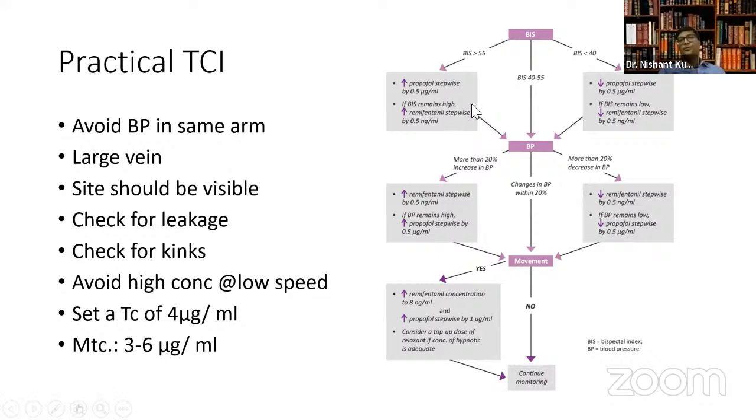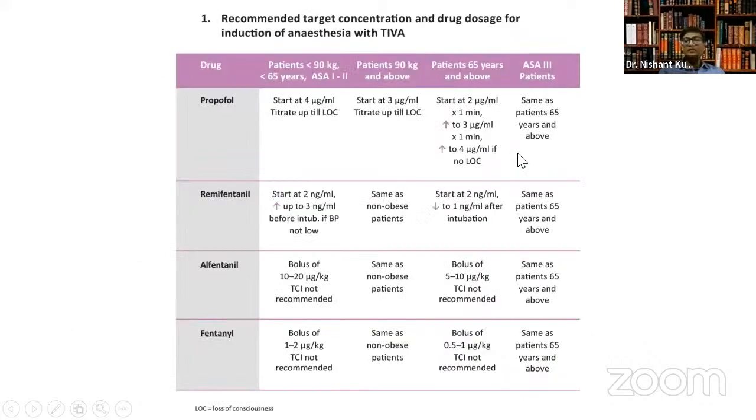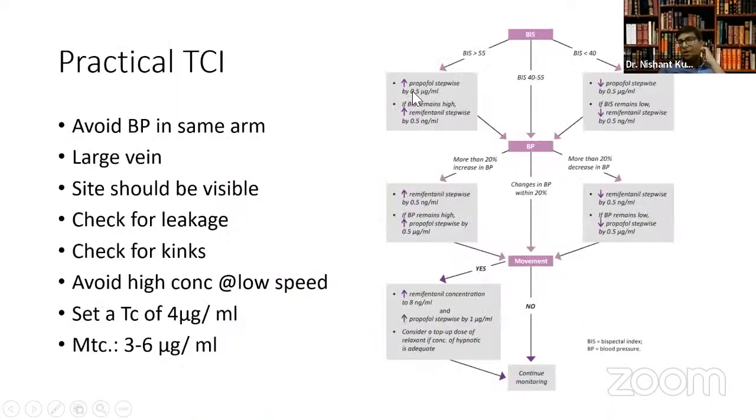So what you do? You monitor the BIS. If the BIS is more than 45, first you increase propofol. If BIS remains high, you increase the analgesic. If BIS is less than 40, first you decrease propofol. If not, you decrease your analgesic. If the BIS remains high even after increasing your propofol and increasing your ketamine, look at the BP. More than 20% increase in BP, again, you first increase analgesia, then you increase your propofol. And if there is a decrease, you first decrease analgesia, then you decrease your propofol.